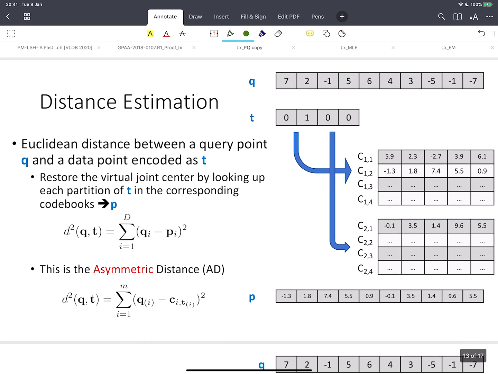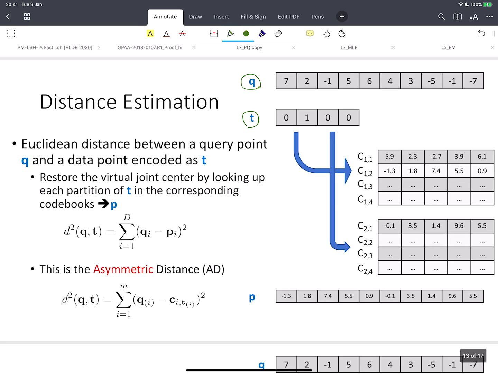So once we encode the data using this kind of method, how do we perform the query? Before we do the query, we need to look at the distance estimation. We need to calculate distance in this format: whenever we have a query and its encoded vector, which is a binary vector, how do we calculate distance? If you look at this example, they don't even have the same dimensionality.